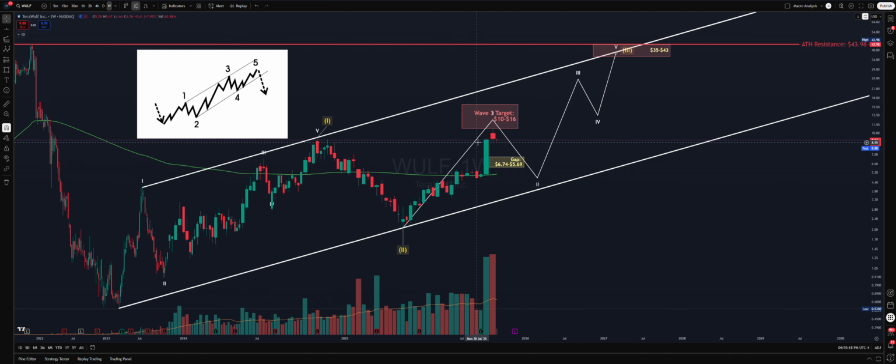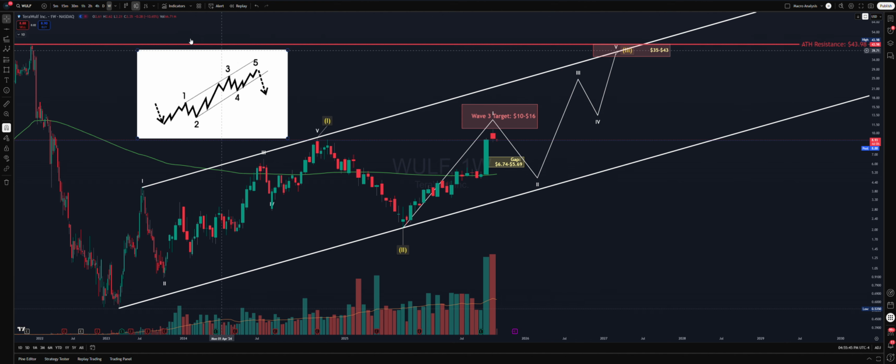Then you need that wave 2, which is a pullback. So we should be somewhere within this range, $10 to $16. You should see wave 1. But looking at the week's close, it's giving me the vibe, or the indication, that there's potentially some distribution that might take place here for wave 1 within the 3-wave structure.